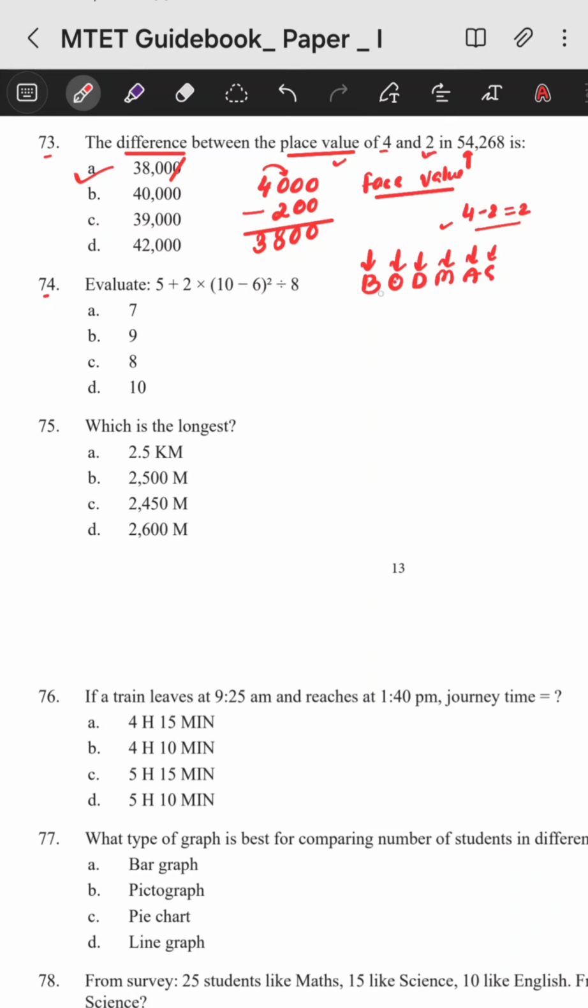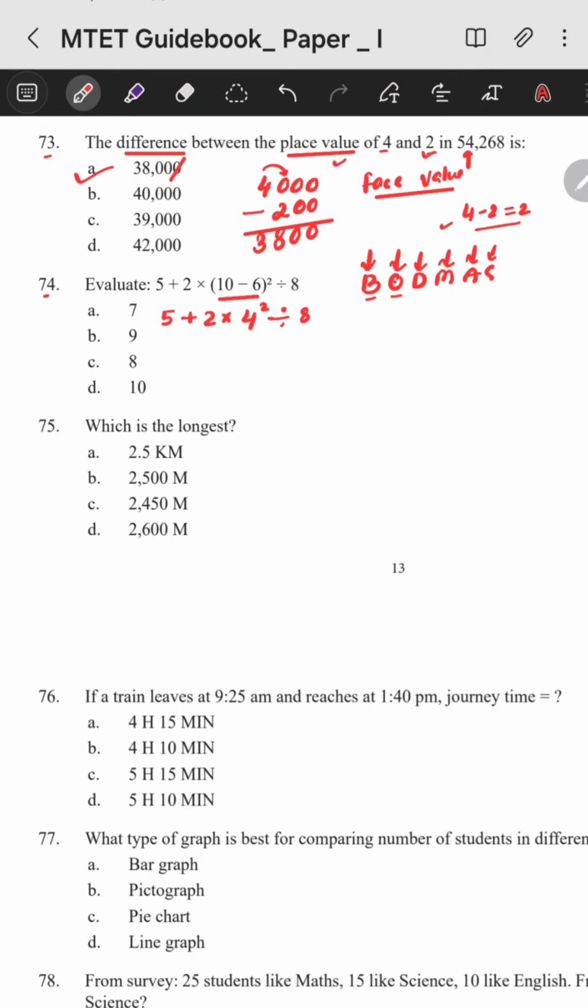First of all we have to solve the bracket. Let's find out if there is a bracket. Yes, this is the bracket given here. So first of all we have to solve this bracket. Under the bracket, we have to simplify first. So 5 will be as it is, come down, then plus 2 into, if you simplify here, 10 minus 6, that is going to be 4, and then square is there, and divided by 8.